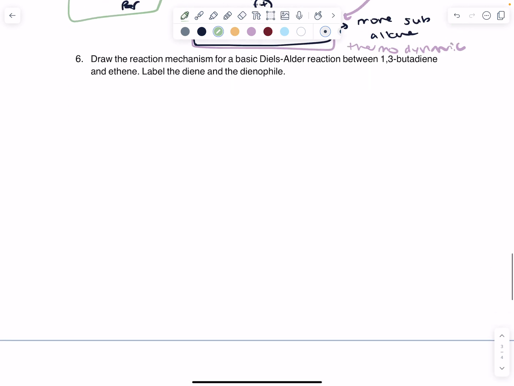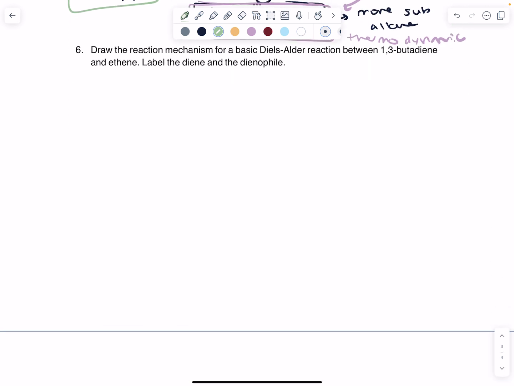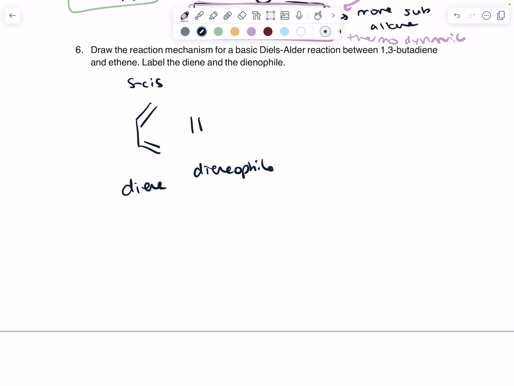All right. Now, draw the reaction mechanism for a basic Diels-Alder between 1,3-butadiene and ethene. Label the diene and dienophile. So this is the diene, and this is the dienophile. Now you'll notice I drew this in the S-cis. That's because it has to be an S-cis for Diels-Alder.